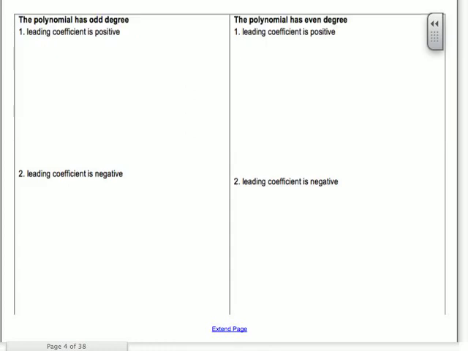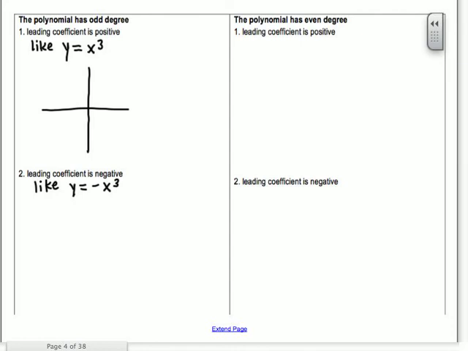If I have odd degree, what's the most basic one that you've learned that has odd degree? Well, besides y equals x. Yeah, x cubed. So that's what we're thinking of when I see the polynomial has odd degree. Think of x cubed. The leading coefficient is positive, so this would look like y equals positive x cubed. If the leading coefficient is negative, we're going to look like y equals negative x cubed.